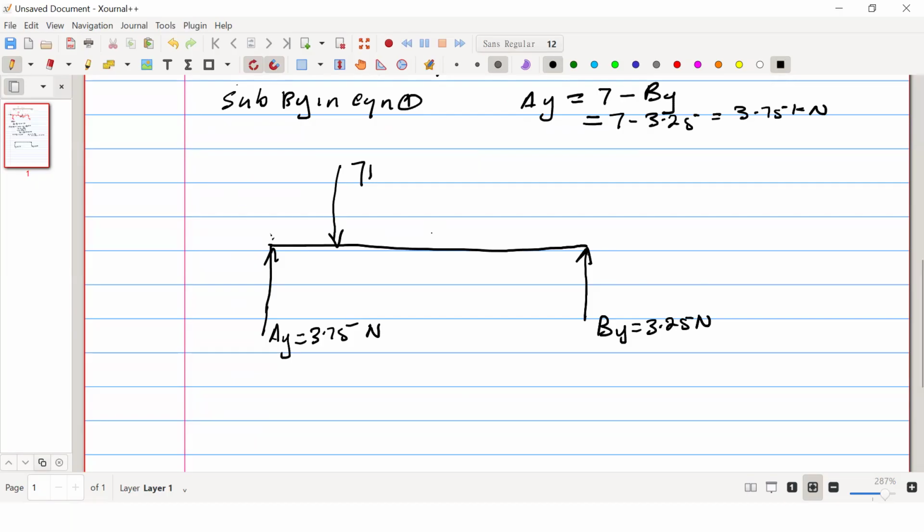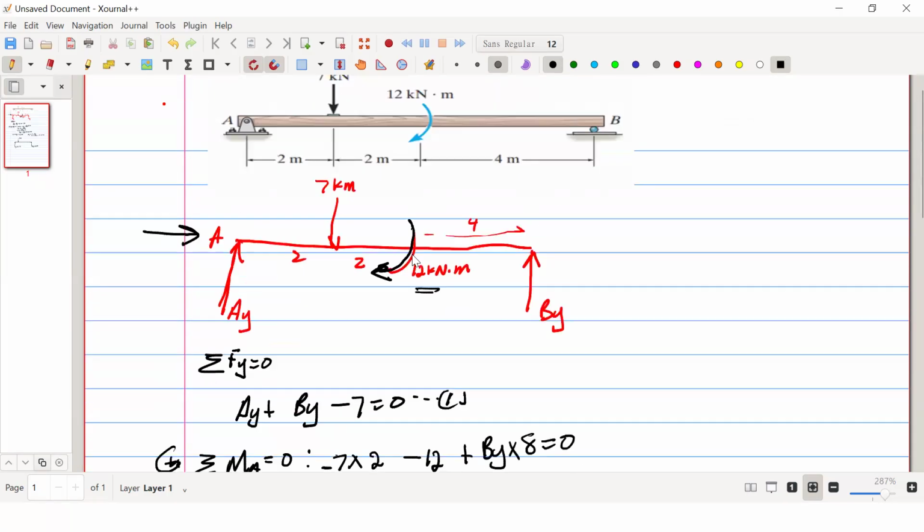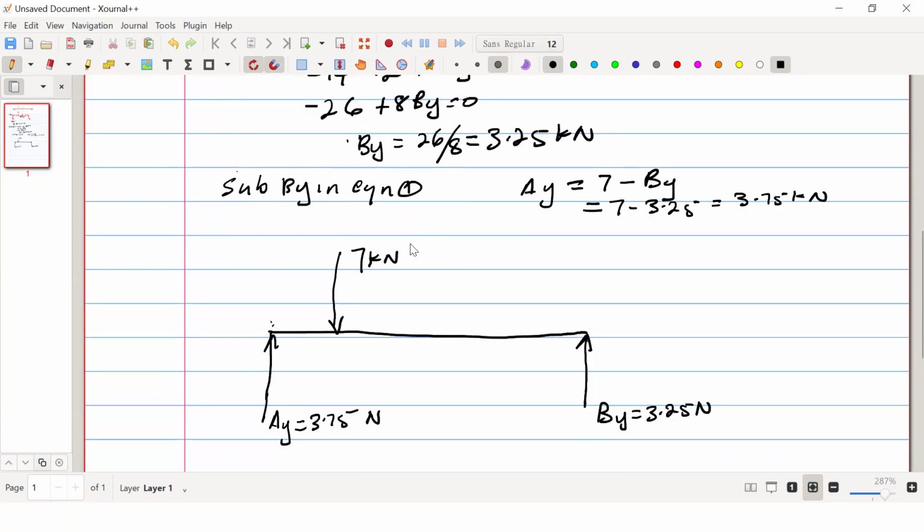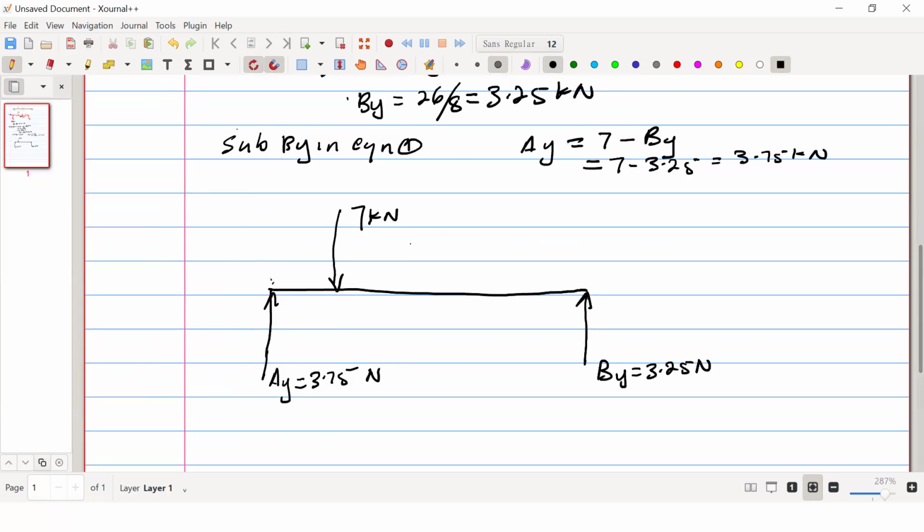That was 7 kilonewtons. Was it kilonewtons or newtons? Let's make sure we're writing the right thing. There were kilonewtons. All right, so there are kilonewtons, right? So this is kilonewtons. And then you had right here, this was 4, 2, 2 each. Same thing across here. So this was 2, 2, and you had your moment.